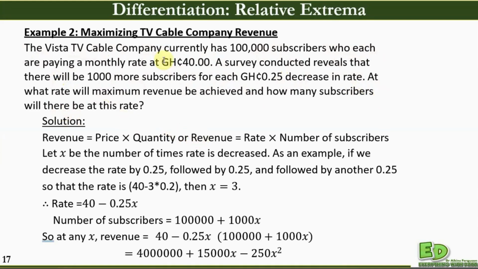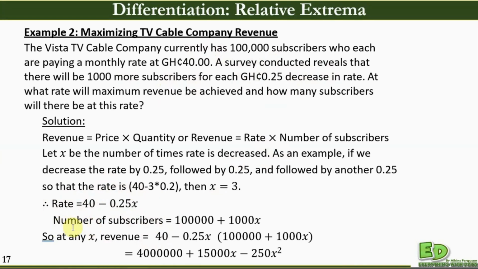It's talking about maximum revenue, so total revenue, which is price times quantity, right? We don't know the number of times that this rate will be reduced by 0.25. So let x be the number of times the rate is decreased, right? So you know that price is the same as the rate we have here. If the rate is 40, it is going to be reduced by 0.25, so the rate is now 40 Ghana cedis minus 0.25 times x. You know the number of times is going to be reduced, right?